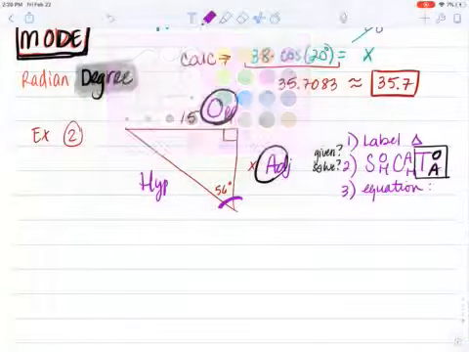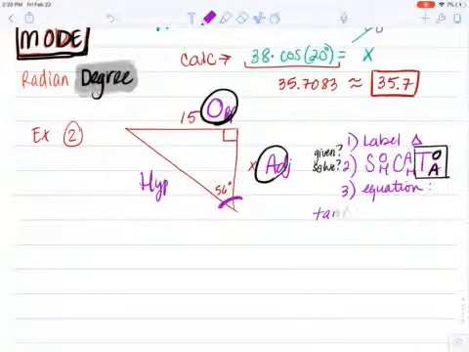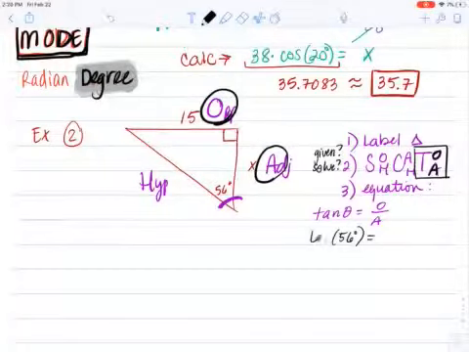And now I can set up my equation. Tangent of theta equals O over A. Then let's plug in what we know. So again, my reference angle is 56 degrees. So tangent of 56 degrees equals 15 is the opposite, and my adjacent is x.